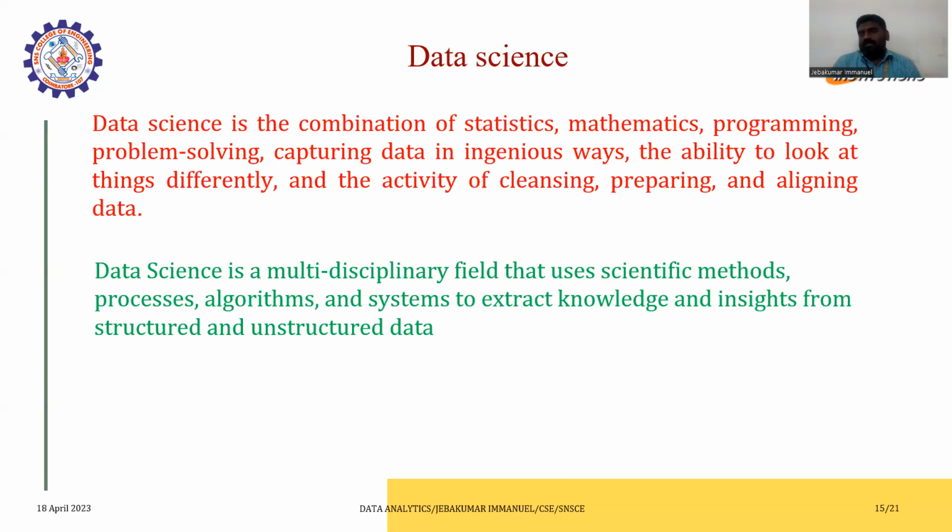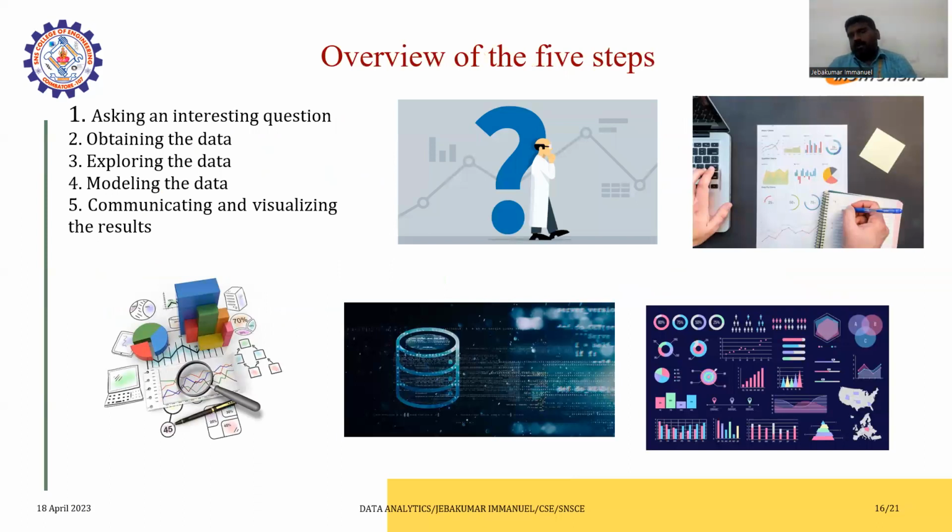Data science is the combination of statistics, mathematics, and programming problem solving. It involves capturing data in an ingenious way, the ability to think differently, and the activity of cleansing, preparing, and aligning data. Data science is a multidisciplinary field that uses scientific methods, processes, algorithms, and systems to extract knowledge and insights from structured and unstructured data. This is an overview of the five steps of data science.